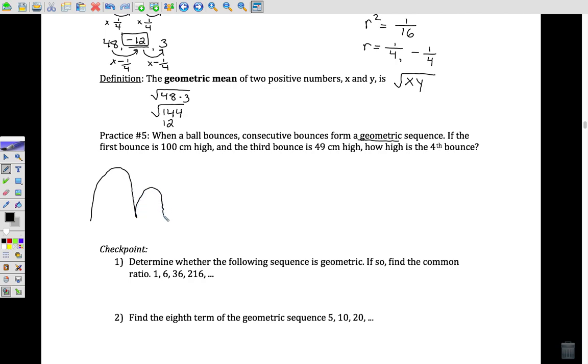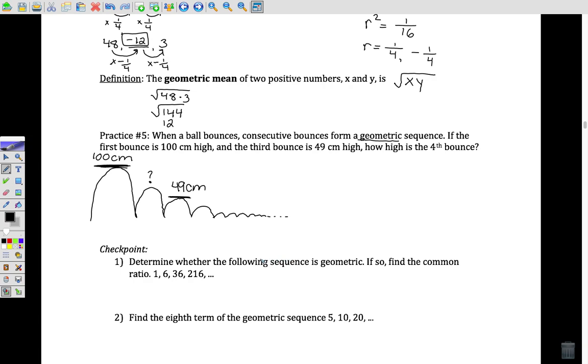We don't know what happens on the second bounce, but we know the third bounce is 49 centimeters, and then we want to figure out what the fourth bounce is going to be. This is going to keep going, getting smaller and smaller, but we want to figure out what these heights are. So if the first bounce is 100 centimeters, the third bounce is 49 centimeters. We want to find out what this missing second bounce is.